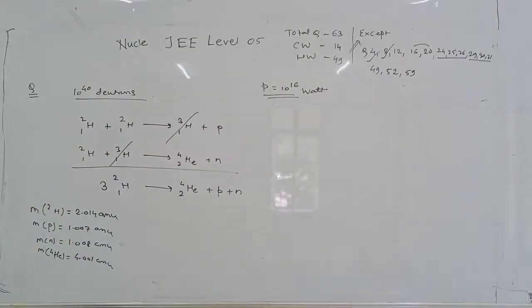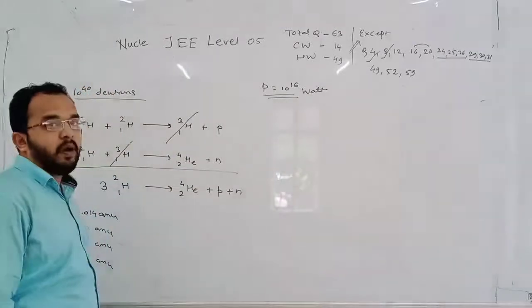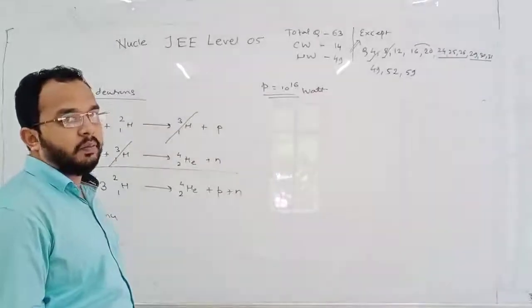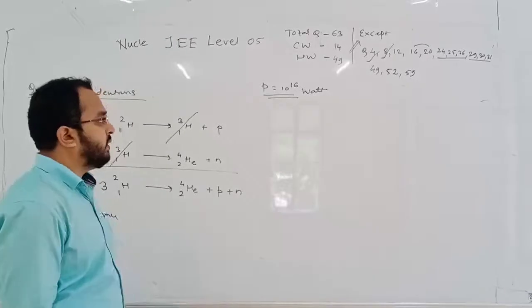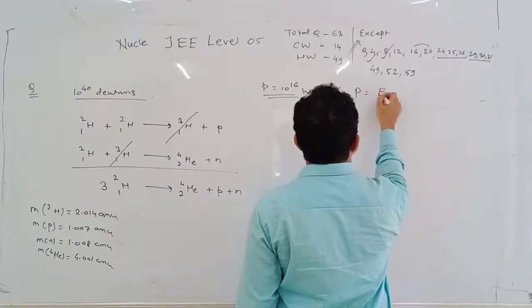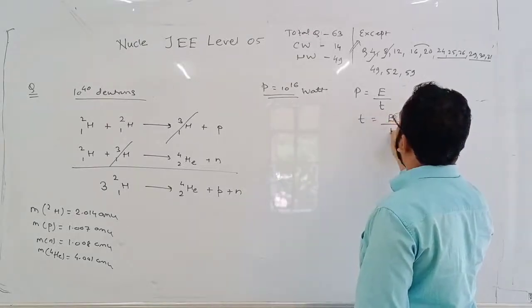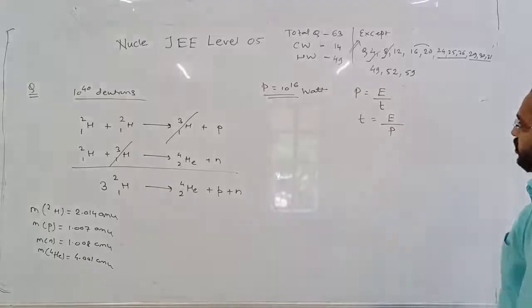Power is given in watts, which means it is in SI units. And we know we want the order of time. So we know, students, that power is equal to energy upon time. So time will be equal to energy upon power. Energy upon power.